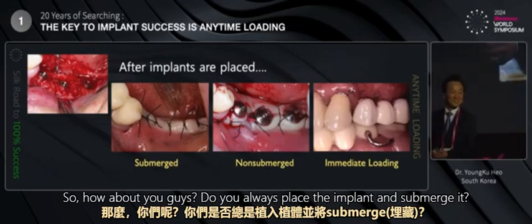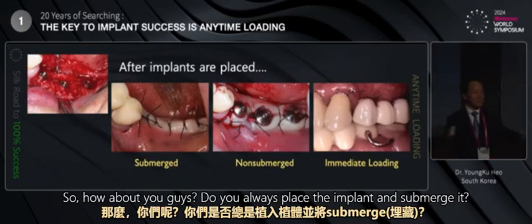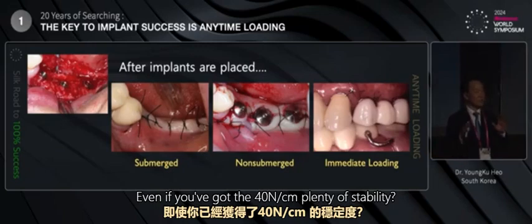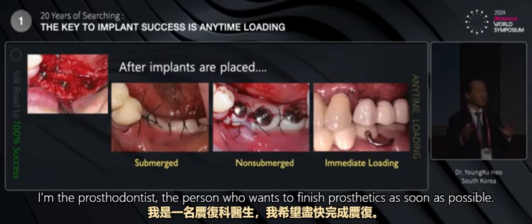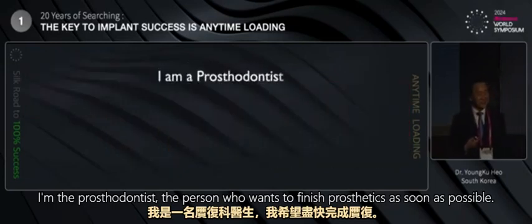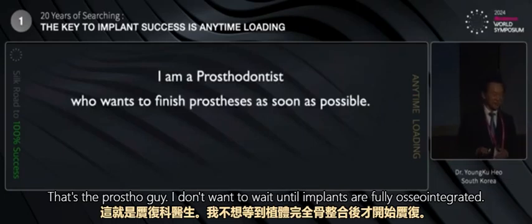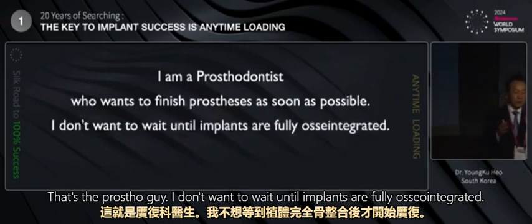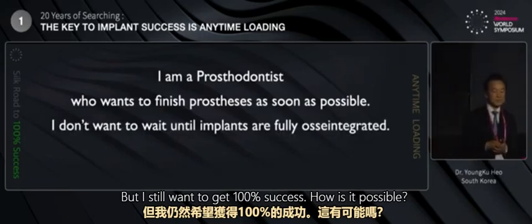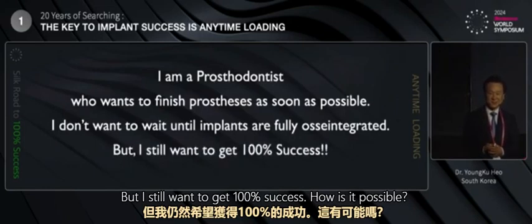How about you guys? Do you always place the implant and submerge it, even if you got 40 Newton centimeters, with plenty of stability? But I'm a prosthetist who wants to finish prosthetics as soon as possible. That's the prosto guy. I don't want to wait until implants are fully osseointegrated, but I still want to get 100% success. How is that possible?